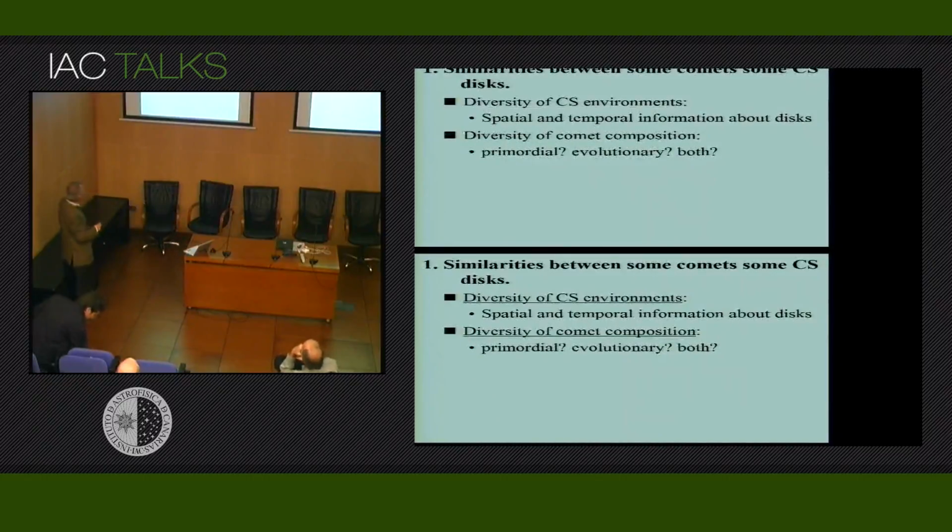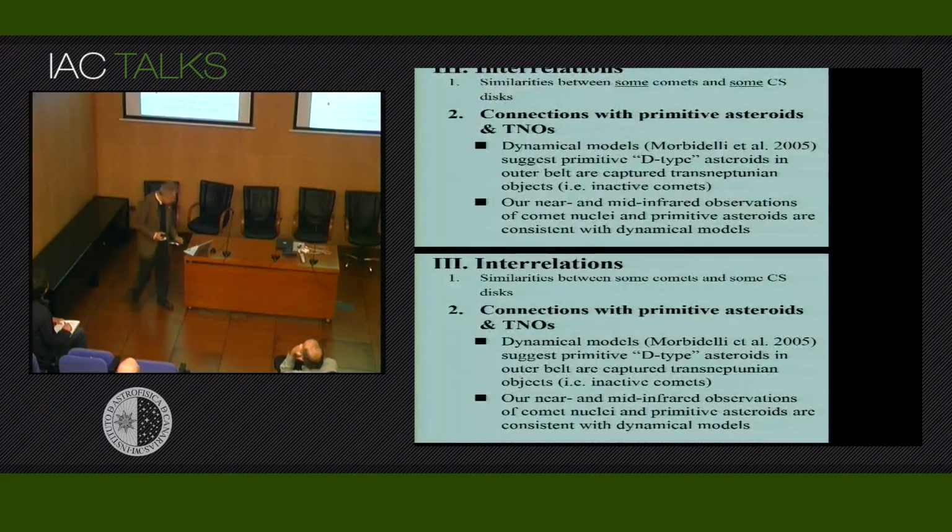In a nutshell, what's happening here is that dynamical models of what's called the late heavy bombardment tell us that D-type asteroids in the outer asteroid belt are all trans-Neptunian objects that got moved in. So in other words, they're inactive comets. And that has basically been confirmed by our near and mid-infrared observations of cometary nuclei and primitive asteroids, which are consistent with these dynamical models. So we're finding that comets look a lot like these primitive asteroids.